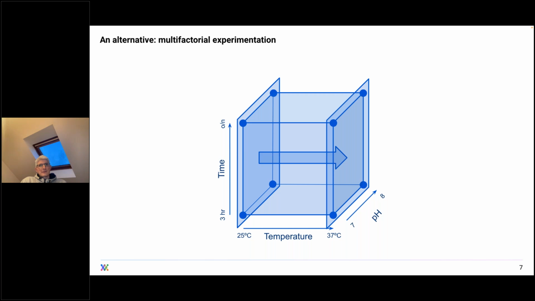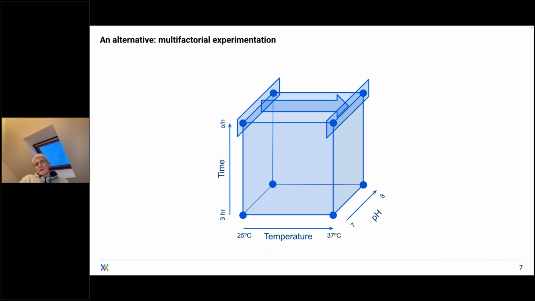So in this case, we'd average all of the results from 25 degrees and compare them with the average of the results from 37 degrees and do a simple linear interpolation and see what the effect of temperature is on this system. But what it also allows us to do is to look at the effect of the temperature when we leave it, say, overnight or 3 hours. So then we can start to see whether we have a temperature-time interaction, for example, which is actually a very common interaction that we'd see in a lot of experimental systems.